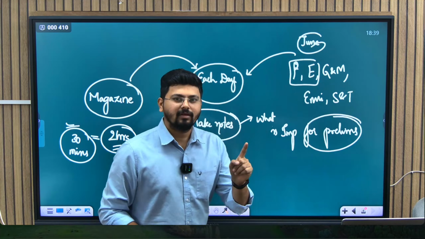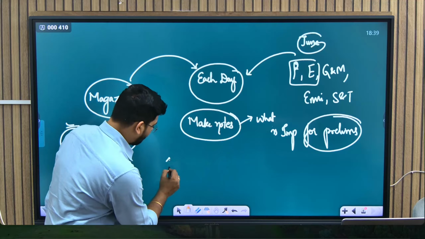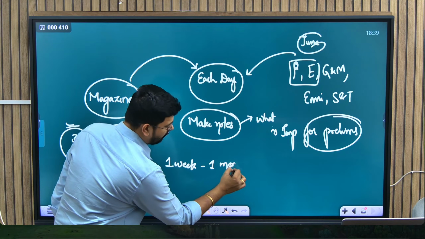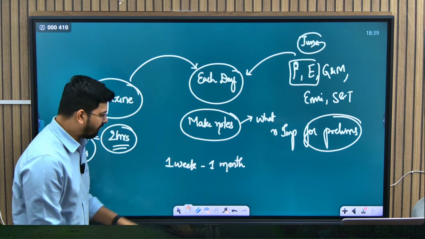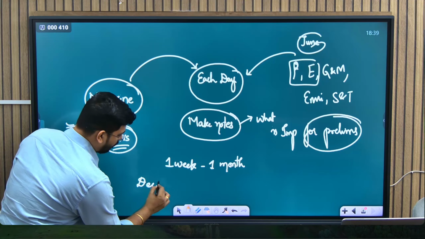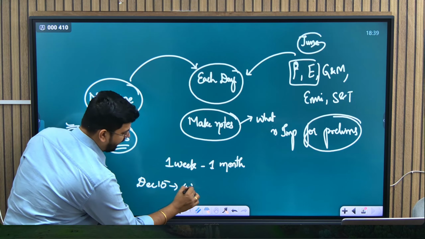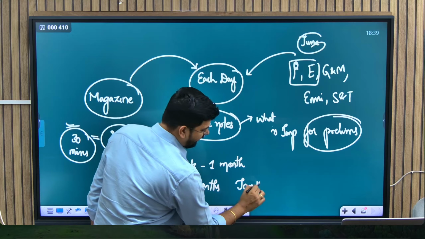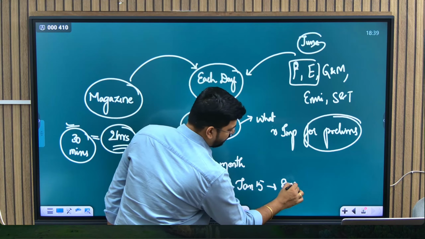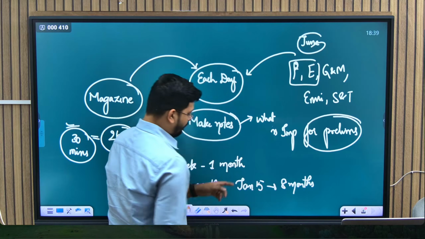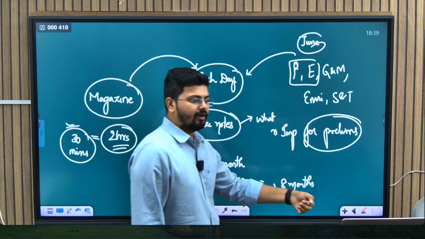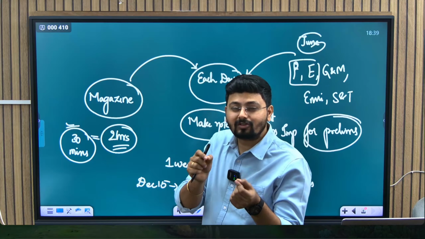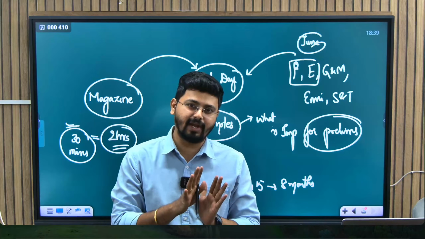So one month's magazine will be covered in 1 week. By December 15, you will have covered 4 months of magazines, by January 15, 8 months of current affairs, and by February 15, almost all the current affairs. Now you have notes of all the current affairs that you made.